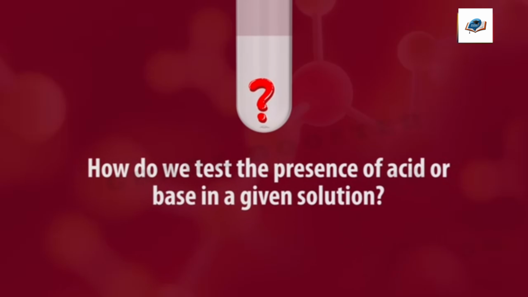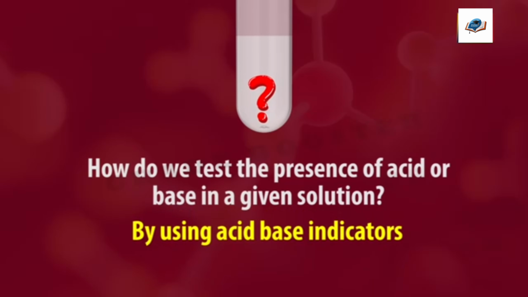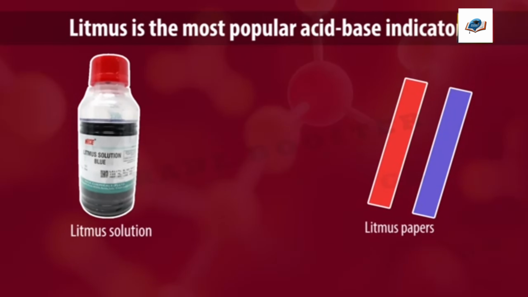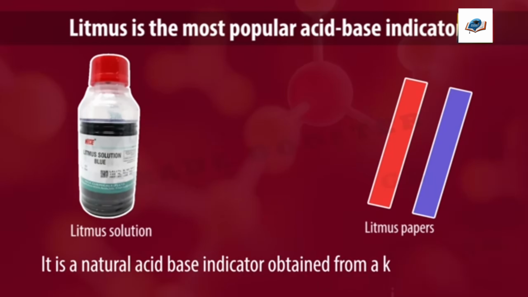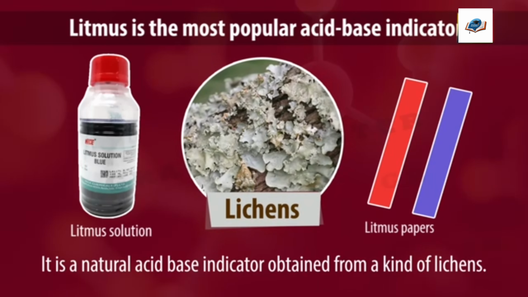Then, how do we test the presence of acids and bases? We can test the presence of acid or base using acid-base indicators. Acid-base indicators help us to identify which substance is an acid and which is a base. Litmus is the most popular acid-base indicator. It is a natural acid-base indicator obtained from a kind of lichen.